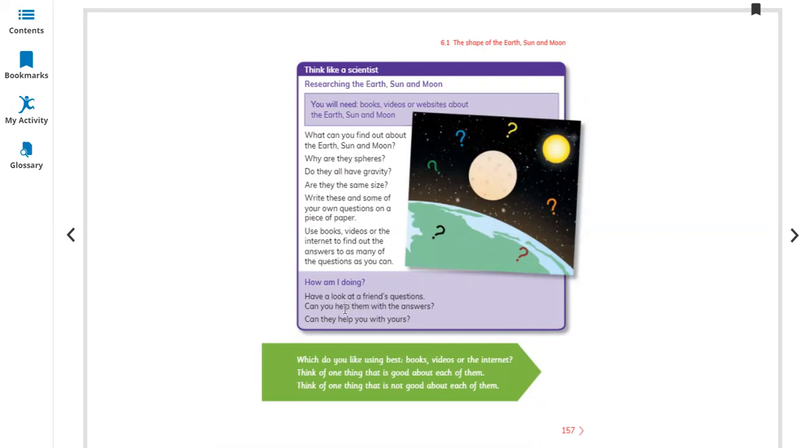Have a look at a friend's question. Can you help them with the answers? When you're studying this, you have a lot of questions in your mind, so you will use the search engine. Just write the question you want to find out more and more about the Sun, Moon, and Earth.